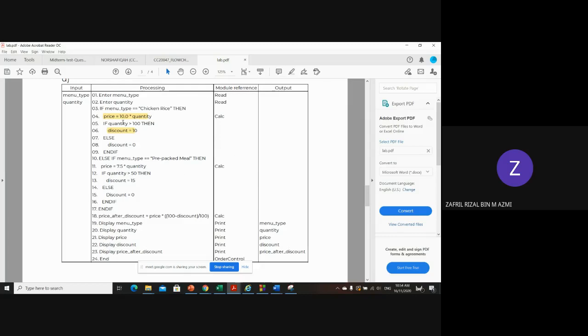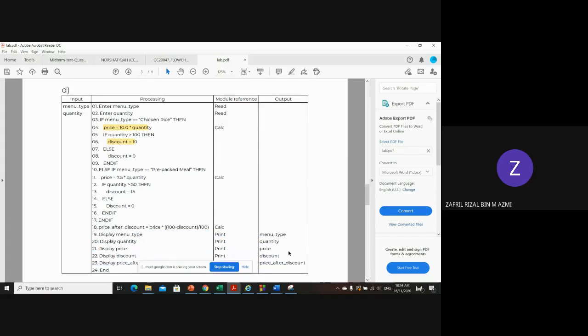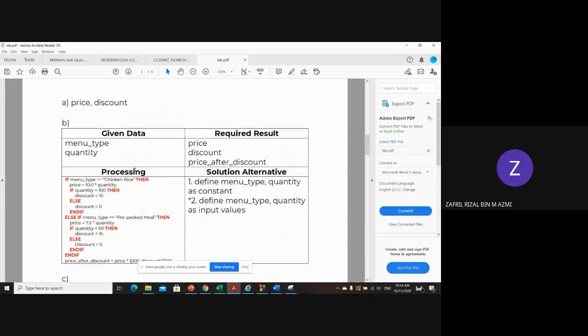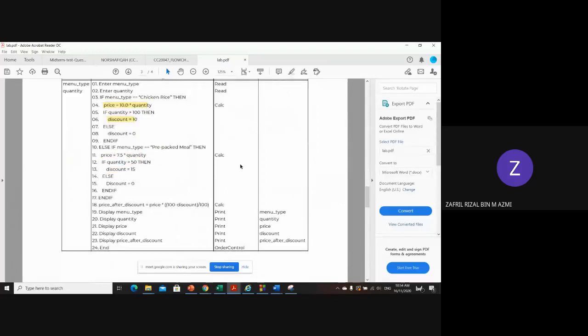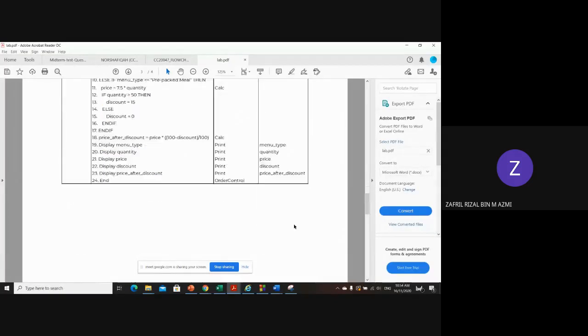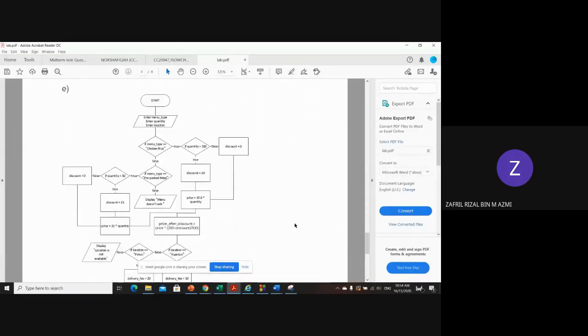IPO is correct. Okay, you have input type, input quantity, and then output. You see the output is 1, 2, 3, 4, 5. So it should be similar with this one. 1, 2, 3, 4, 5. So you are missing another 2. So it should tally with your IPO, right. IPO and flowchart should tally.